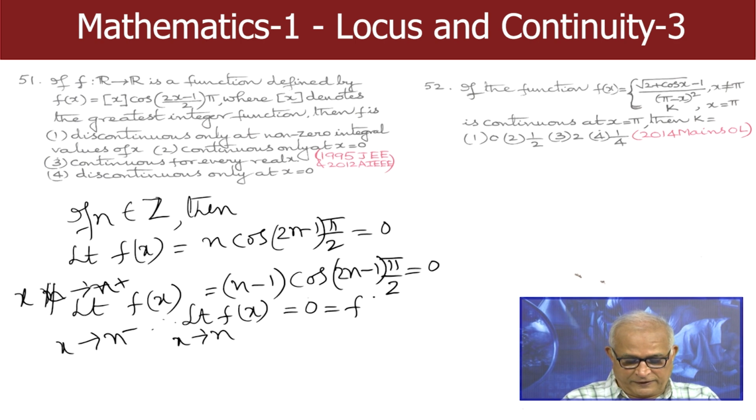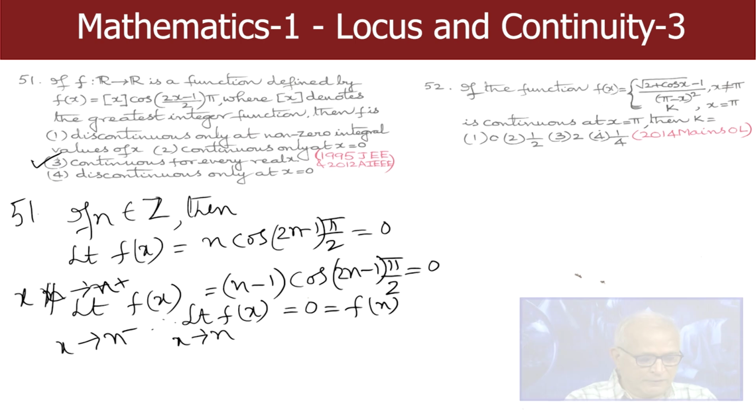That is also f(n). The value of the function f at an integer point is 0, because the second factor cos of 2x minus 1 into pi by 2 becomes 0 at every integer. So here the limit very much exists at every integer point, in spite of the fact that bracket x is one of the factors; the whole function has value 0 at integers and also has the limit 0 as x tends to an integer, and therefore the function is continuous at integer points. It is already continuous at non-integer points, since both factors are continuous, so it is continuous everywhere. So the answer is 3. Well, this is 51. Now 52.